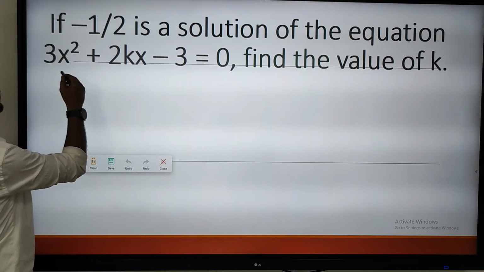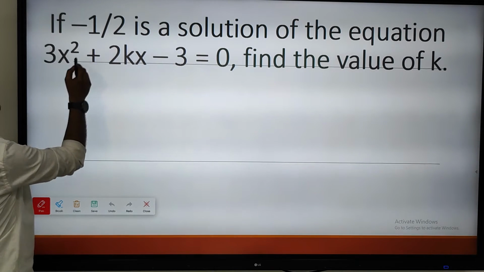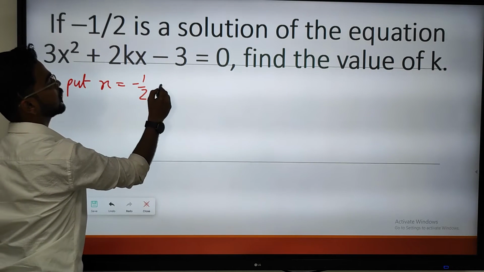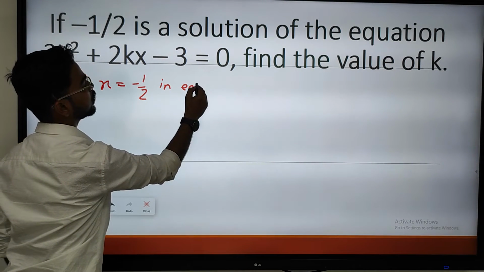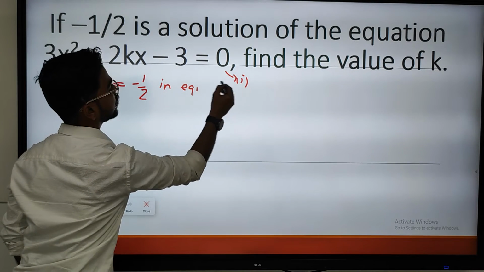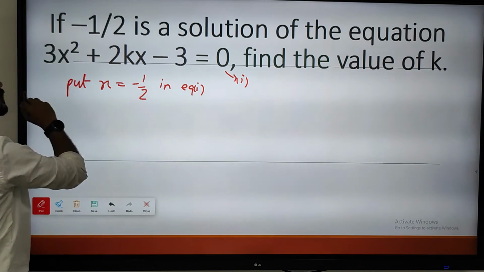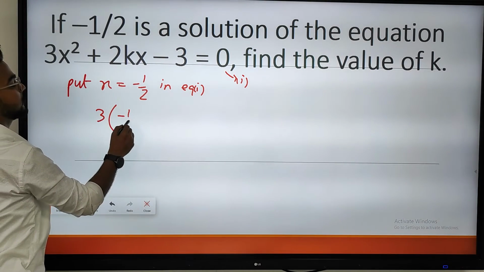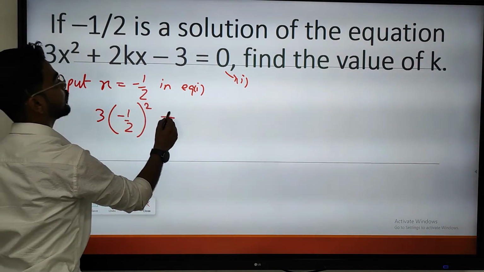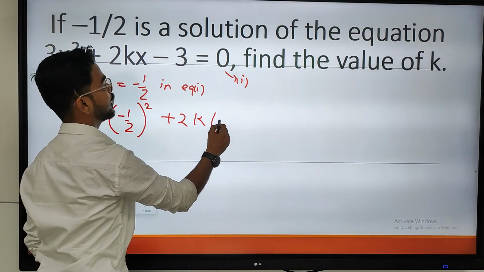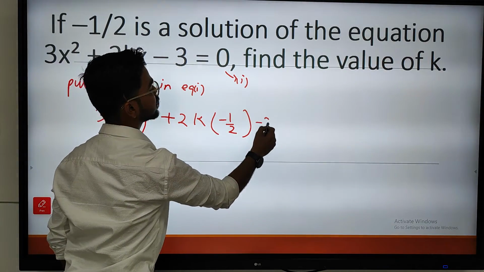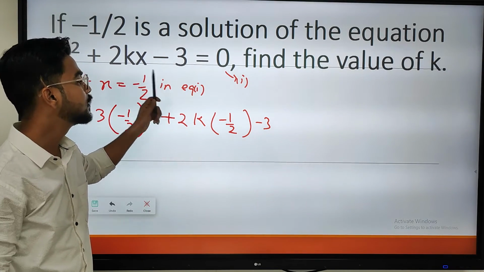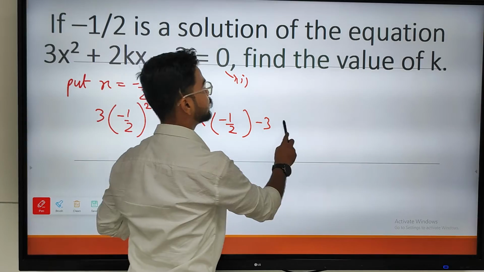substitute this value. Here we can see, put x is equal to minus 1 by 2 in the equation. Okay, let's name this equation 1. Now if we are going to substitute the value of x as minus 1 by 2, let's solve this. 3 into minus 1 by 2 whole square plus 2 into k into minus 1 by 2 minus 3. And as we know that this minus 1 by 2 is the solution of this equation, so it will always be equal to 0.